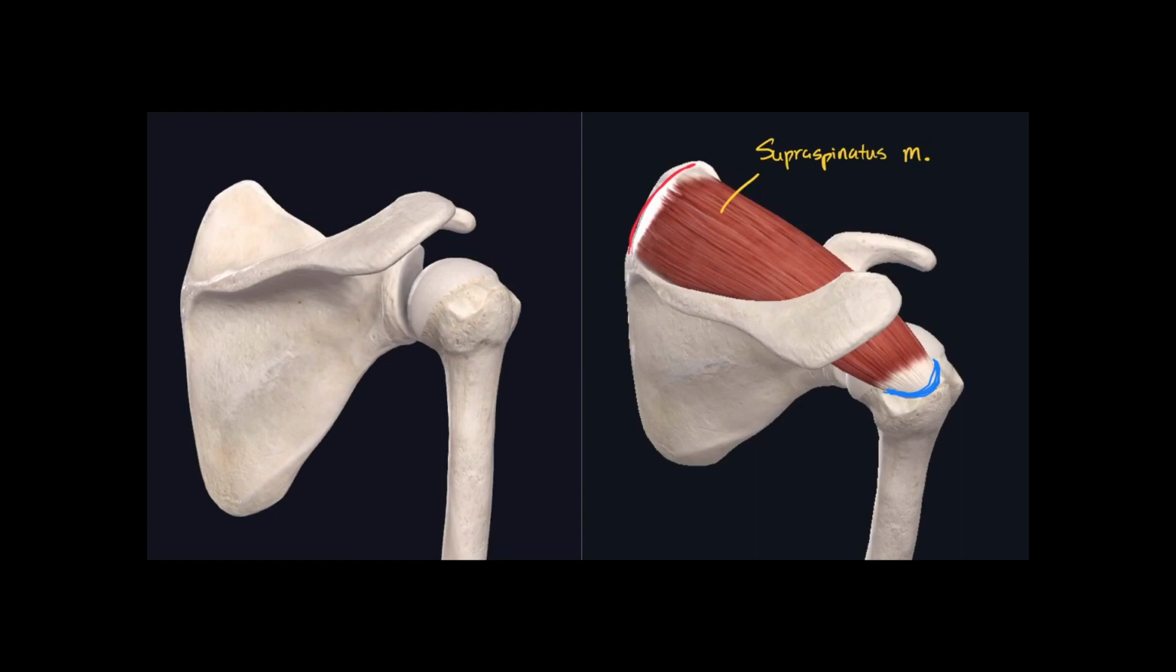Now let's think. This is called the supraspinatus muscle. So it must be residing here, in the supraspinous fossa of the scapula. And that's actually the origin of it.